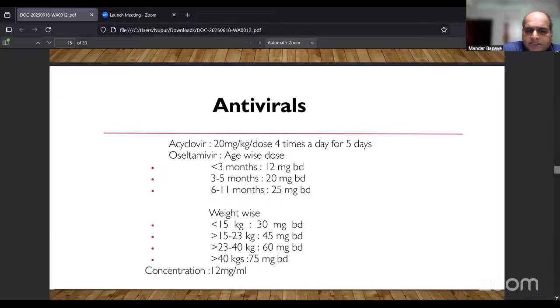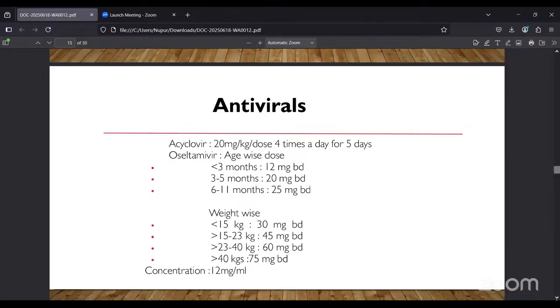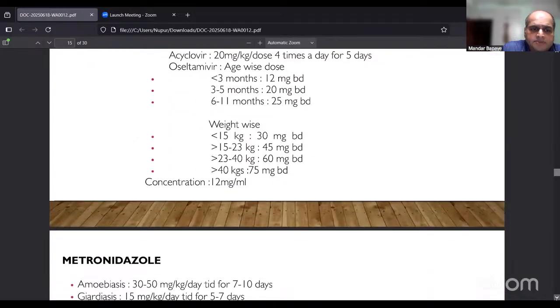So the concentration is 12 milligram per ml. So in less than 15 kgs, we use 2.5 ml, then 3.5 ml, 5 ml, and 6.5 ml. In less than 3 months, where it is indicated, we use 1 ml BD, 1.8 ml BD, and 2.2 ml BD. Acyclovir is used in patients with herpes zoster. The dose is 20 milligram per kilogram per dose, given 4 times in a day for 5 days.